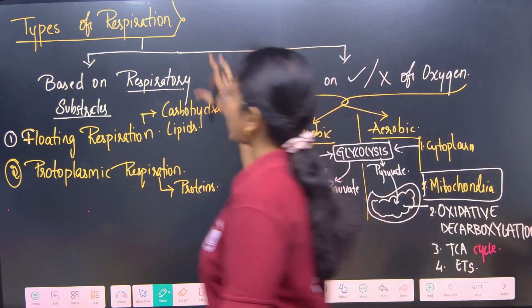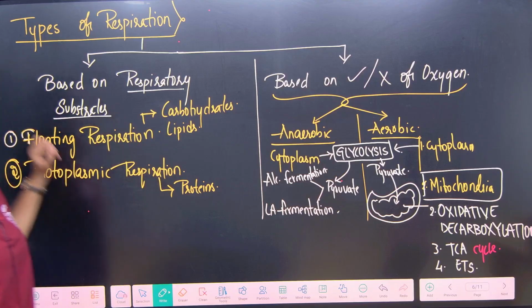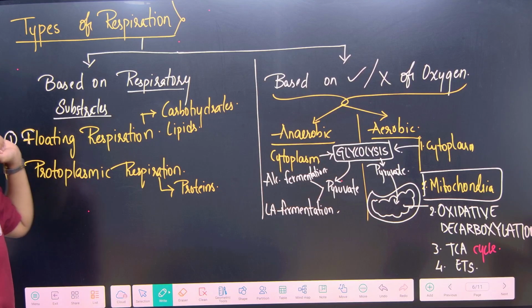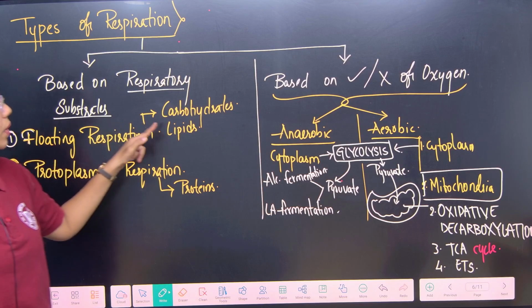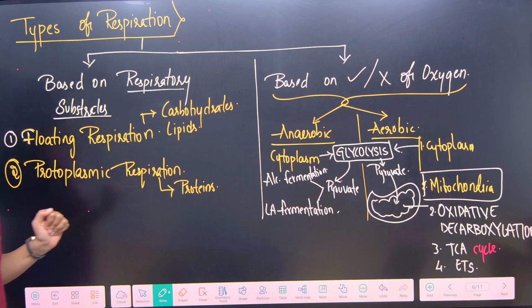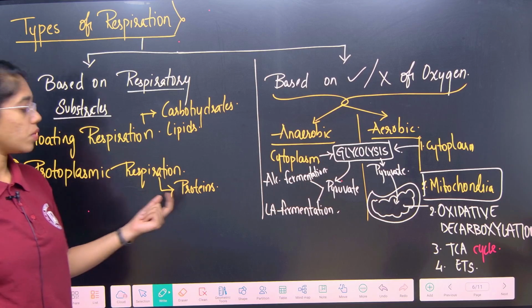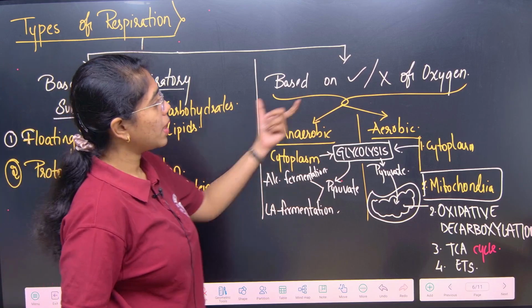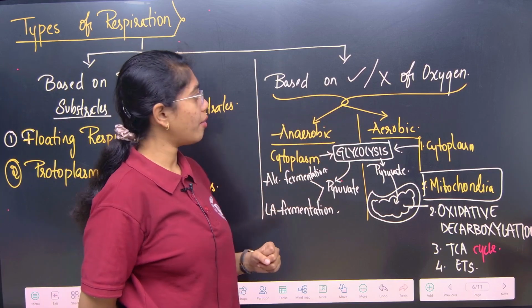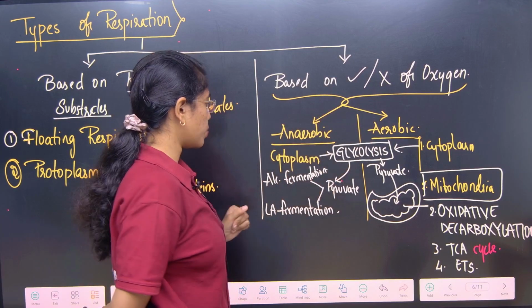So, types of respiration: we have two types. One is based on respiratory substrates. It can be floating respiration or protoplasmic respiration. Floating respiration is where the respiratory substrates can be carbohydrates and lipids. Protoplasmic respiration is where the respiratory substrate can be proteins. And based on the presence or absence of oxygen, it can be anaerobic respiration or aerobic respiration.